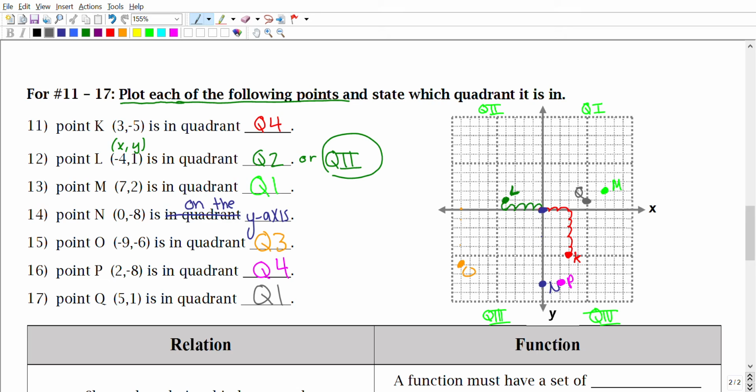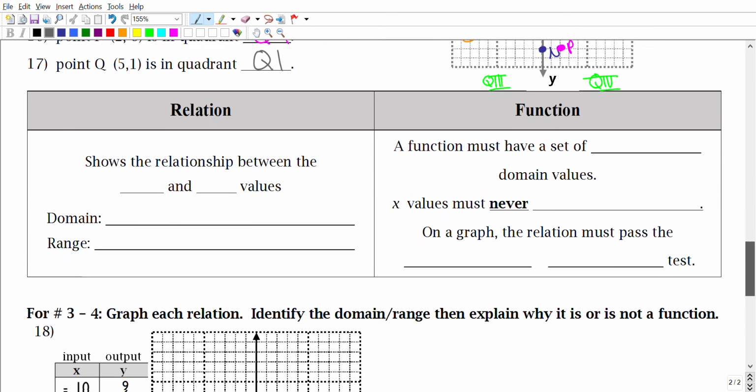Alright, so it looks like all these points had a quadrant that they belonged to. The only one that was a little different was this one right here, number 14 for point N, which only asked us to go down 8 values from the origin. So because it did that, there was no left and right shift, so we were directly on the y-axis. Okay? Alright, let's go ahead and keep going.